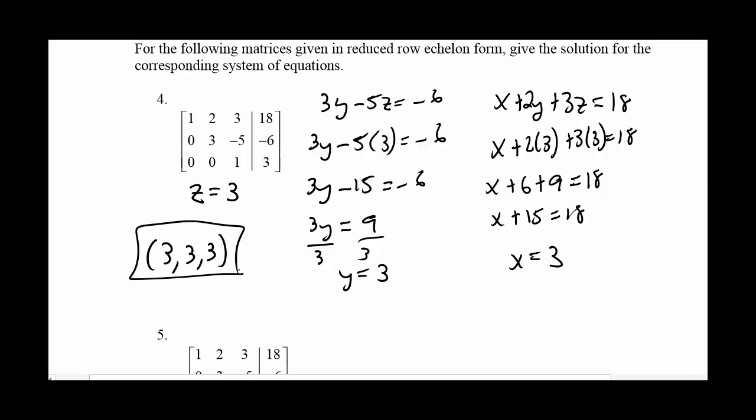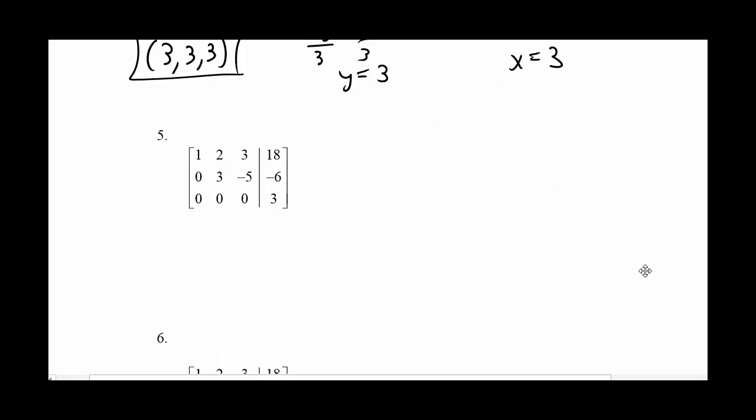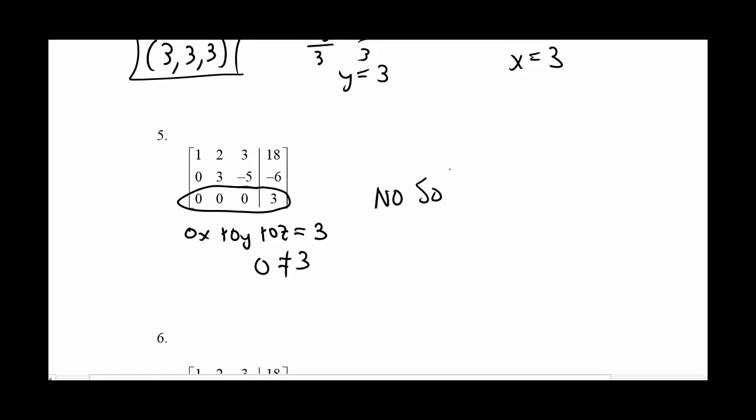All right, number 5. Let's scroll down there. Okay, so number 5, what I'm looking for is this bottom row, and that bottom row tells me all that I need to know about this. That actually translates to 0x plus 0y plus 0z happens to equal 3. So you just think for a second. Any number I pick for x, y, and z, when I evaluate it, I'm going to get 0 on the left. And there's no way that 0 will ever equal 3. That's just a false statement. So this is an example of no solution. And so that's all you would have to write for that.